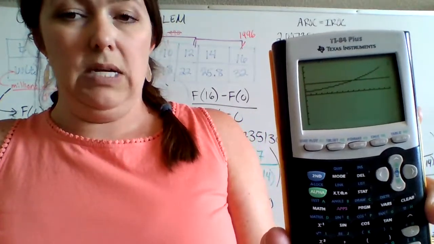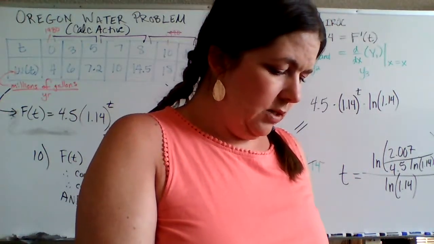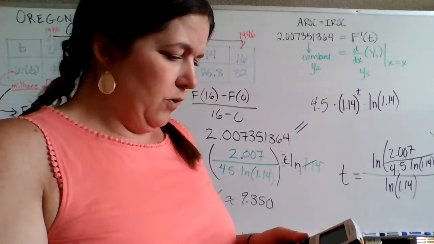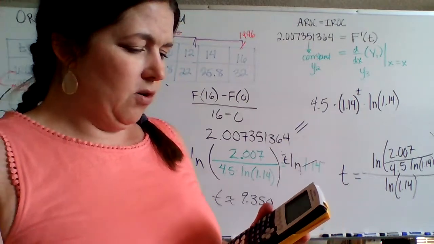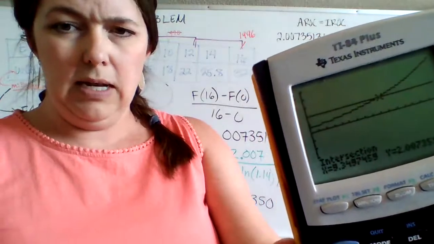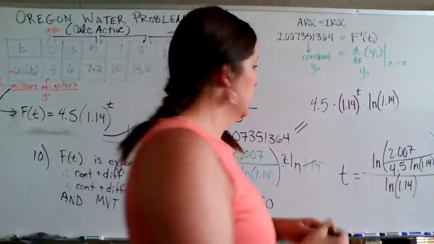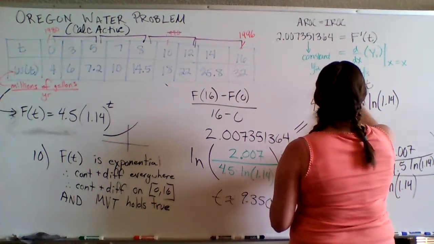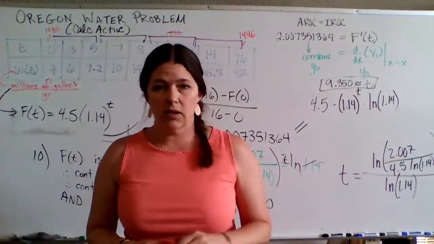Oh, and it looks like they're only intersecting one time. I'm venturing to guess that when I hit second trace to go into the calculate option and choose option 5, and do first curve, second curve, and hit guess, I'm going to get that same value as what Mr. Herney got when he did all of that nasty algebra by hand. So the x is really the time, and look at that. We get 9.3497, which would round to approximately 9.350. So that's the time that satisfies the mean value theorem, or MVT.